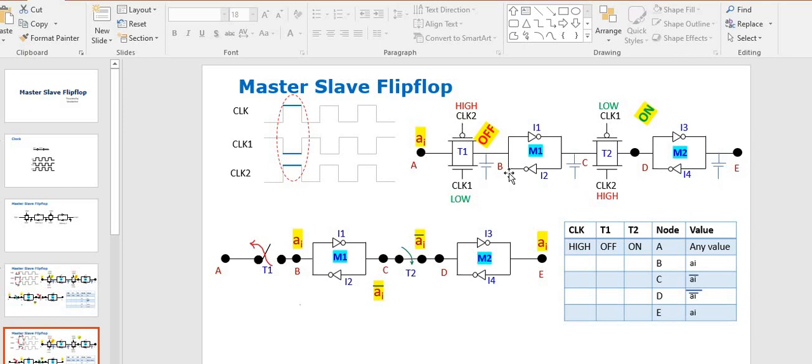So totally, the T1 pass transistor is in the off condition. We'll check T2. Here I am giving clock 2 as high. Clock 2 high means it is connected to an NMOS transistor, so NMOS high means it will be on. Here the low signal is clock 1, so the PMOS transistor is also on. So totally, the T2 pass transistor is in the on condition.